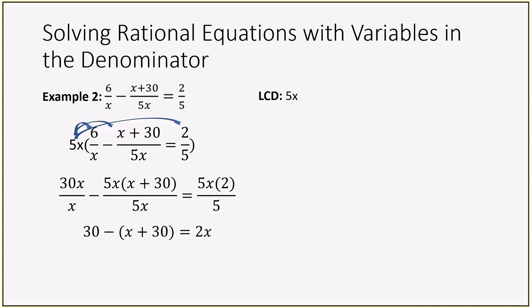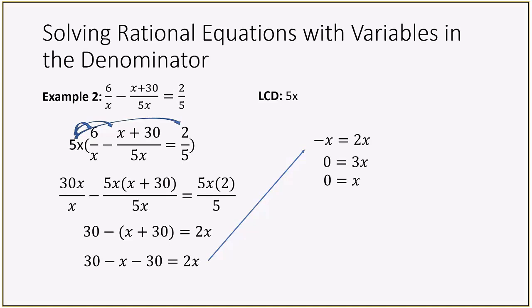And now I just have an algebra problem. Just go about solving it. I just distribute my negative to both things inside my parentheses. I get all of my x's on one side. Ooh, I might cancel my 30 first. Yeah, 30 minus 30 gets me 0, so I cancel that. I'm left with negative x is equal to 2x. I add x on both sides. I divide both sides by 3. x is equal to 0.